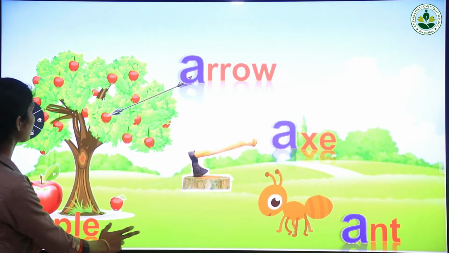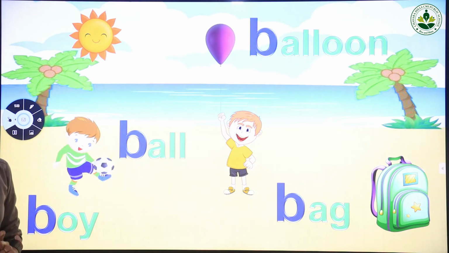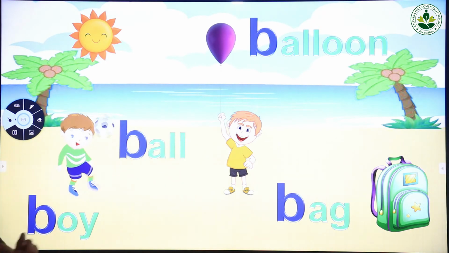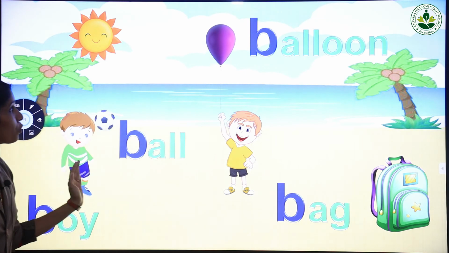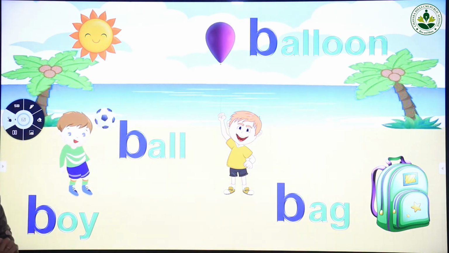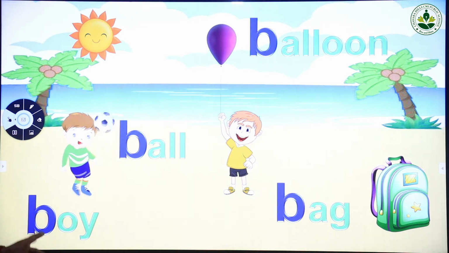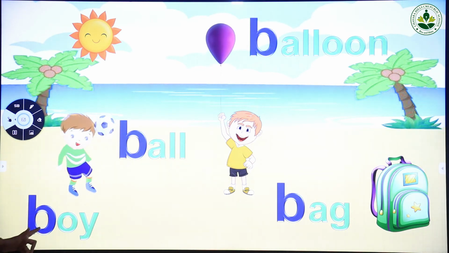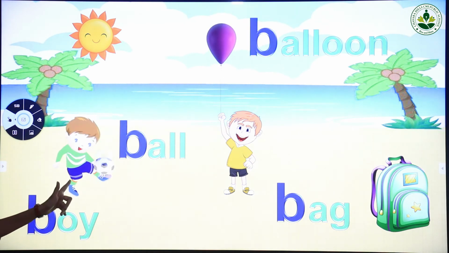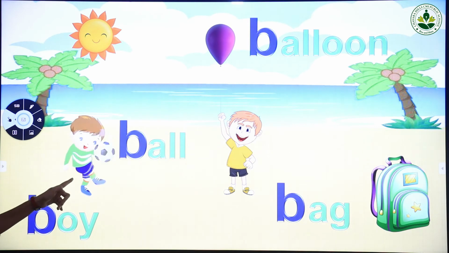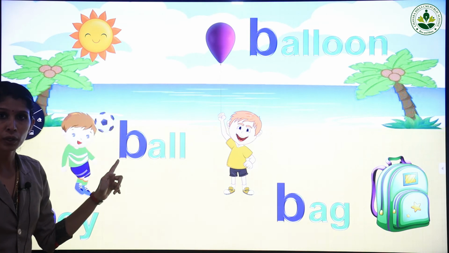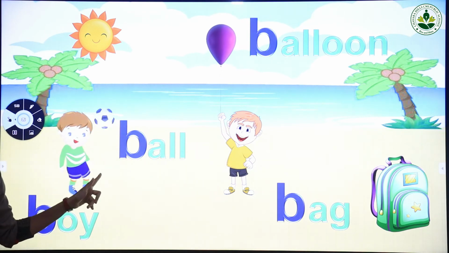Okay. Our next letter, B. Letter B has capital letter B and small letter b. Here we can see some words starting with letter B. Which are those words? Our first word that starts with letter B is a boy. Who is this? Boy. And he is playing with a, very good, ball. He is playing with a ball.